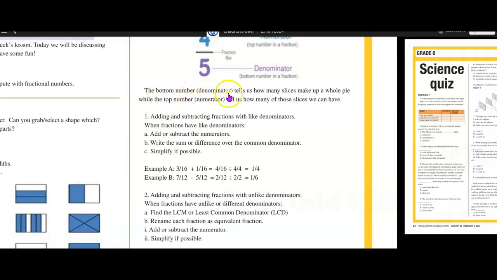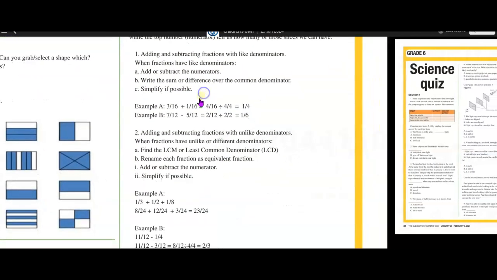The bottom number, or denominator, tells us how many slices make up a whole pie, while the top number, the numerator, tells us how many of those slices we have. Adding and subtracting fractions with like denominators. When fractions have like denominators, we do the following. A. Add or subtract the numerators. B. Write the sum or difference over the common denominator. C. Simplify if possible.